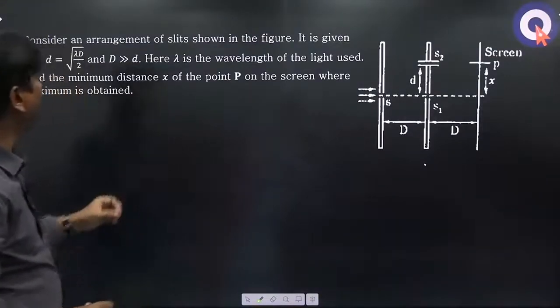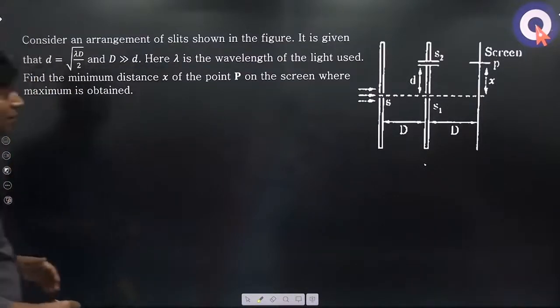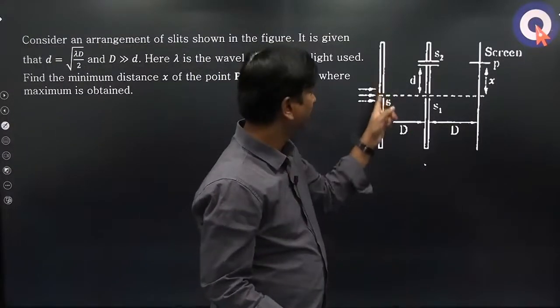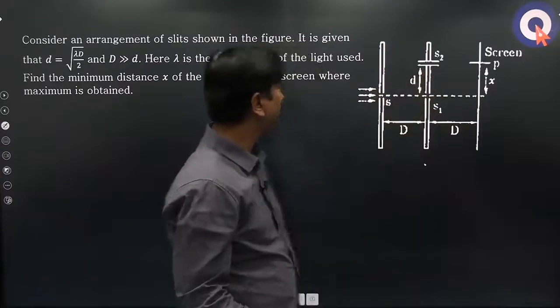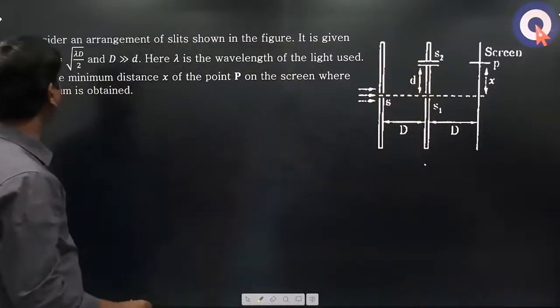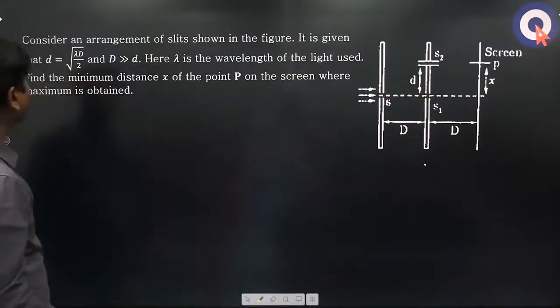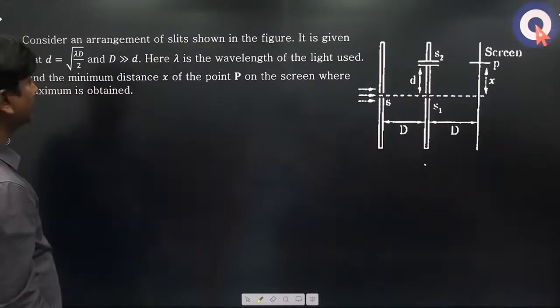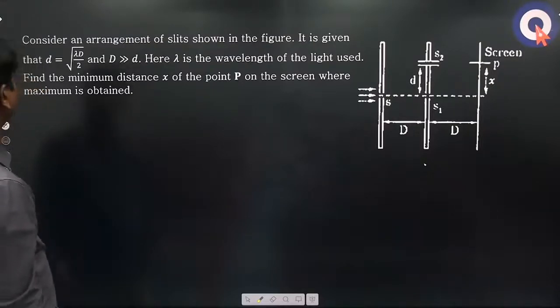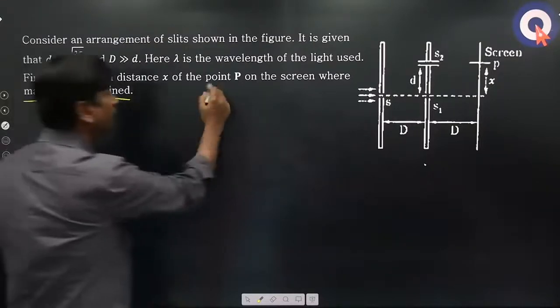Consider an arrangement of slits shown in the figure. This is the first slit, this is the second one, this is another one, right? It is given that small d is equal to under root of lambda capital D by 2, and capital D is far greater than small d, where lambda is the wavelength of the light used. Find the minimum distance x of the point P on the screen where maxima is obtained.